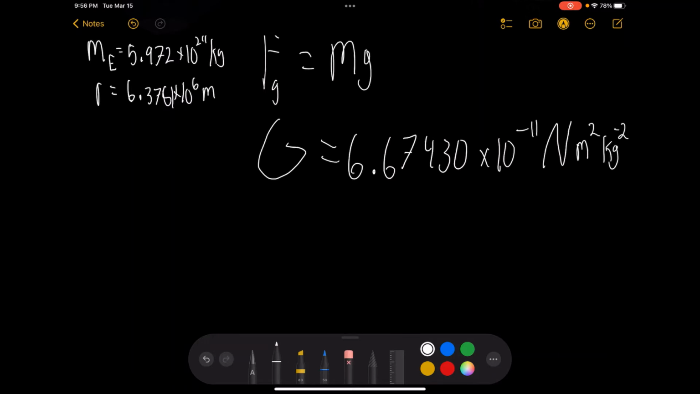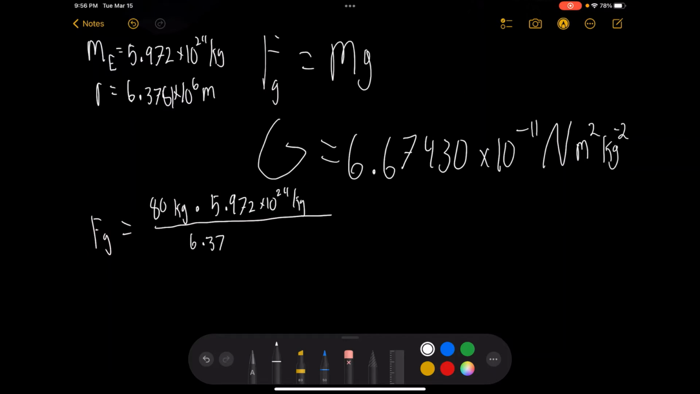So, first off, we're going to say here that our force of gravity is equal to the mass of object 1, say 80 kilograms, times the mass of object 2, 5.972 times 10 to the 24th kilograms, divided by 6.3781 times 10 to the 6th meters, all that squared.